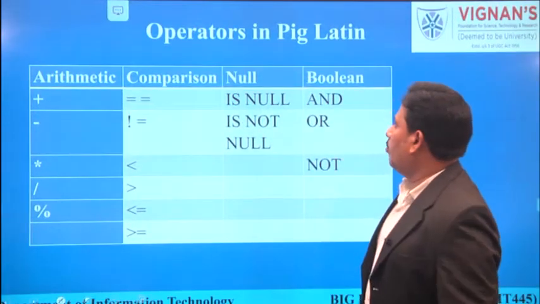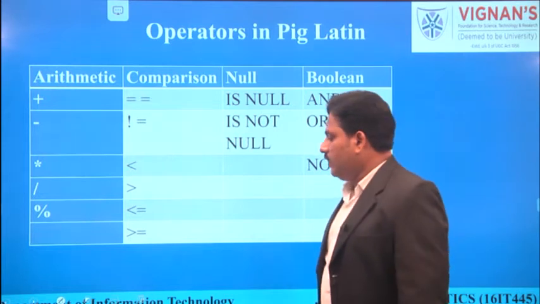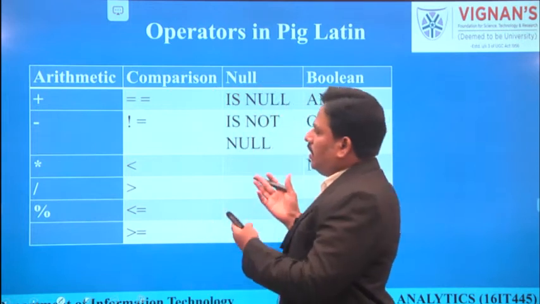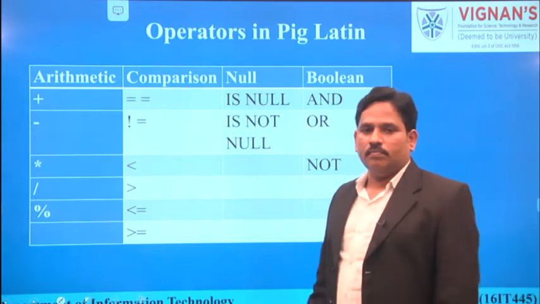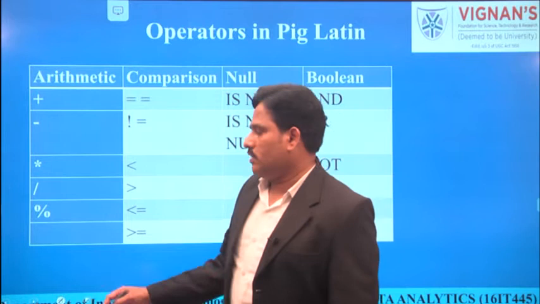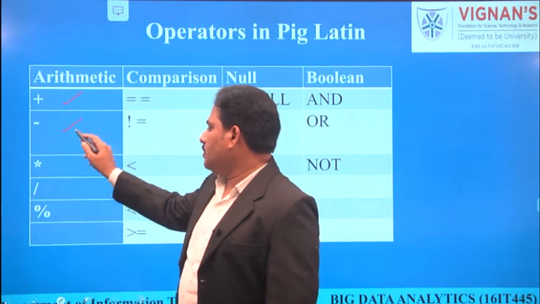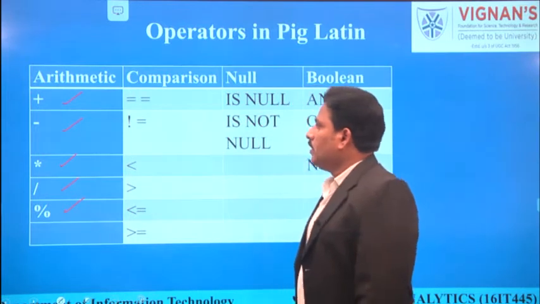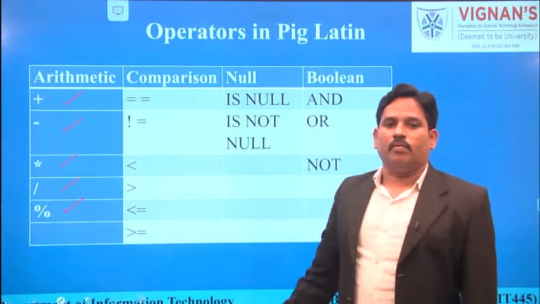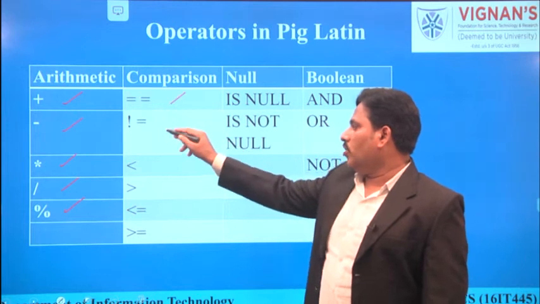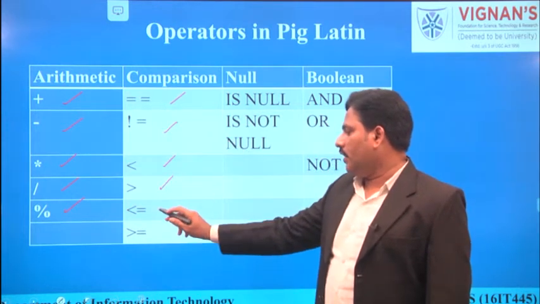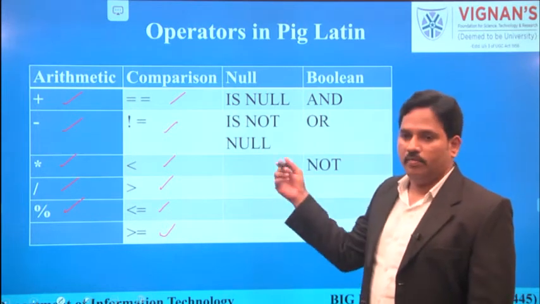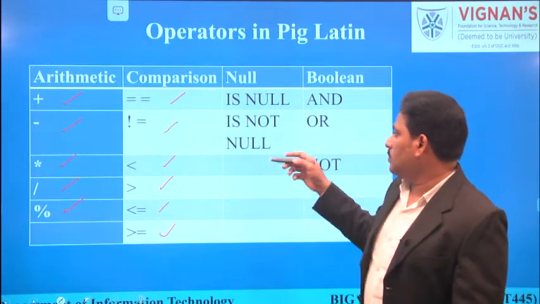Now, what are the basic operators that we can declare in Pig environment? These are all known examples. Pig will offer some arithmetic operations like addition, subtraction, multiplication, division and modular division. And we can also perform comparisons like equal, not equal, less than, greater than, less than or equal to, greater than or equal to. These comparisons can also be used in Pig Latin environment.